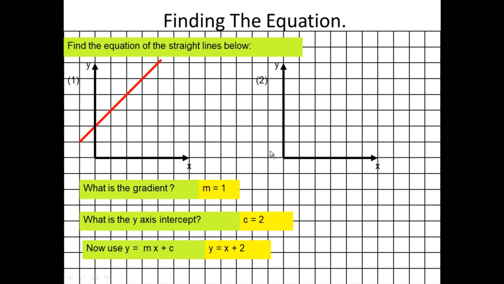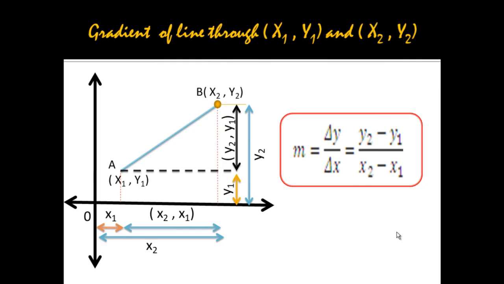For the second example, the gradient is 1, 2, 3 over 1, 2, 3, 4, 5, 6. So the gradient is 1/2. For the y-axis intercept is 1. So the equation is y equal 1/2 x plus 1.